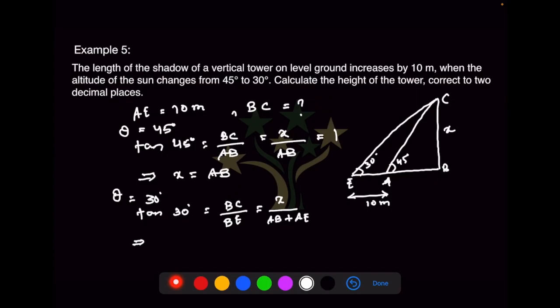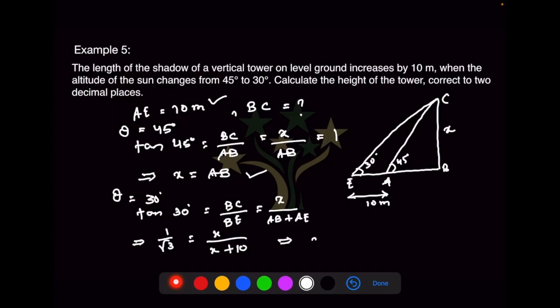plus AE. So tan 30 degrees is 1 by root 3, which equals x over x plus 10. What is AB? AB is again x. We have found it here. And AE is 10 meters, already given. So we substitute here and then find our x.